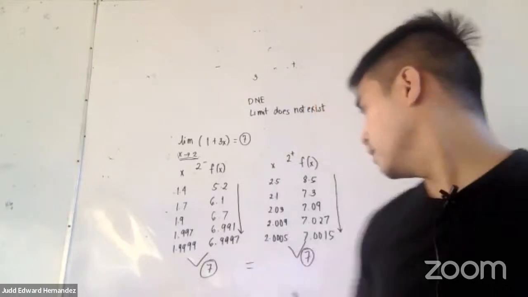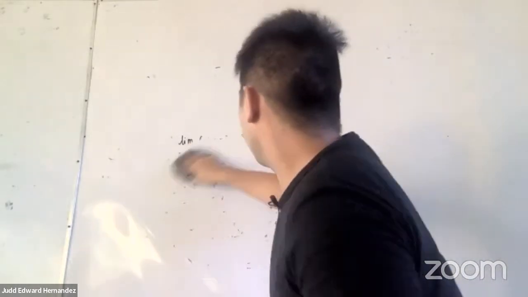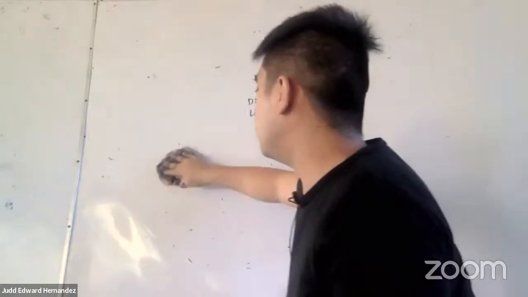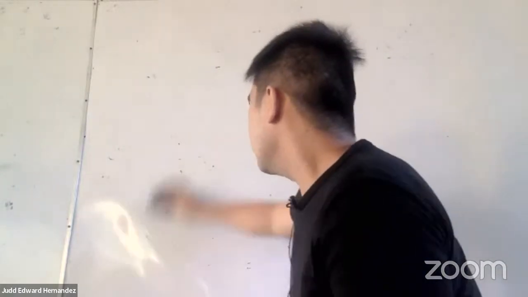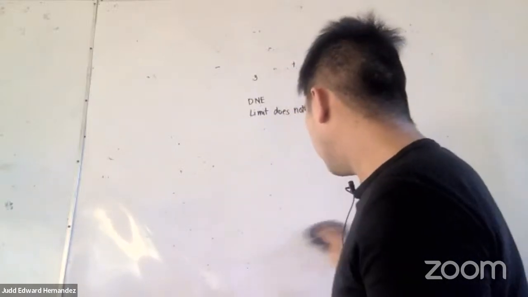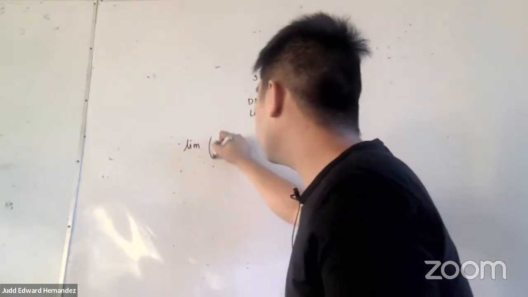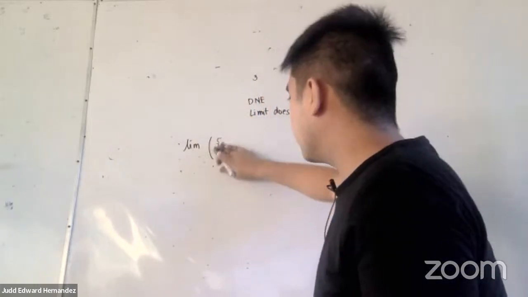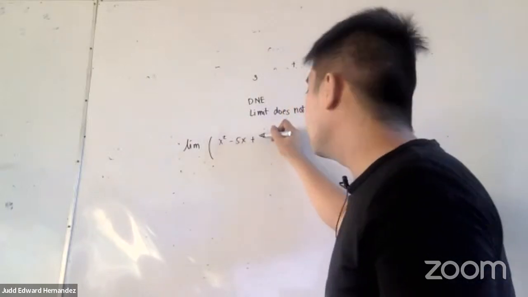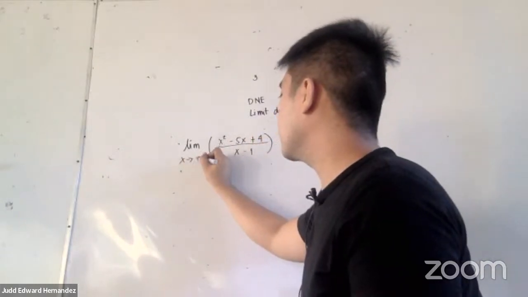Okay? So, burahin ko po muna to. Bigyan ko muna kayo ng isa pang example wherein ako na yung magbibigay ng mga initial value ni x and then supply the values and then please identify whether the limit exists or it does not exist. Okay? So this is our example. The limit of the quantity x squared minus 5x plus 4 over x minus 1 as x approaches 1.